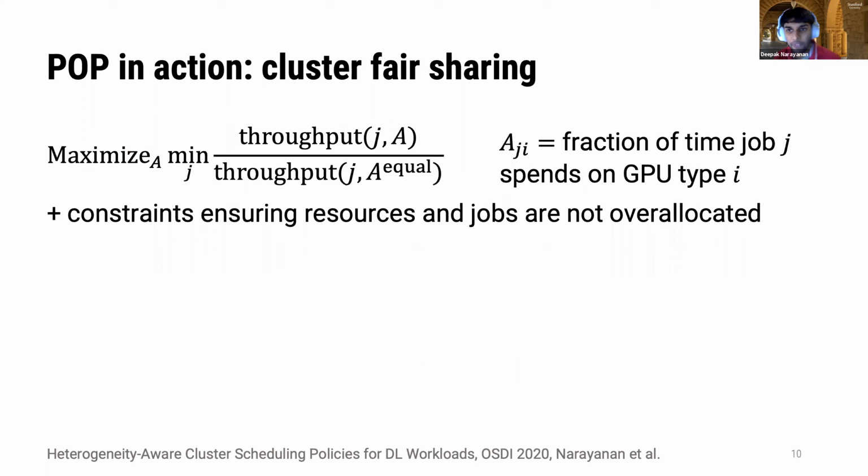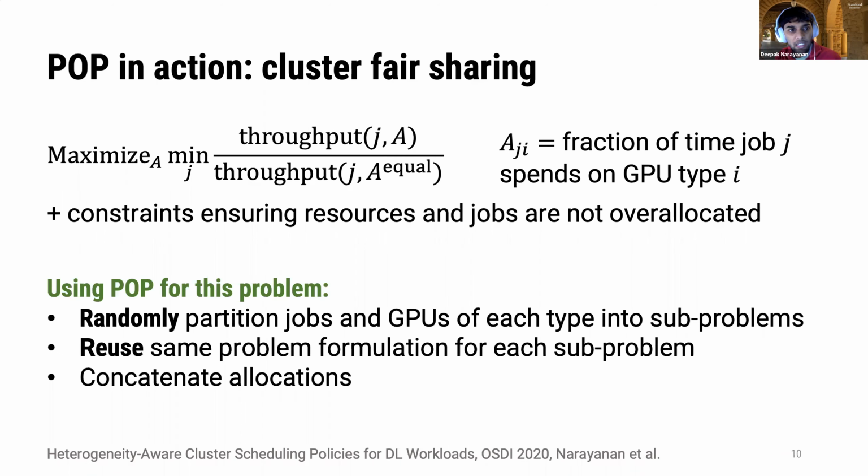We can do something very similar for the fair sharing policies expressed using the Agrawal framework from OSDI 2020. In particular, we randomly partition jobs and GPUs of different types into subproblems, and then reuse the original solver and problem formulation for each subproblem. Finally, we concatenate the individual allocations from each subproblem.